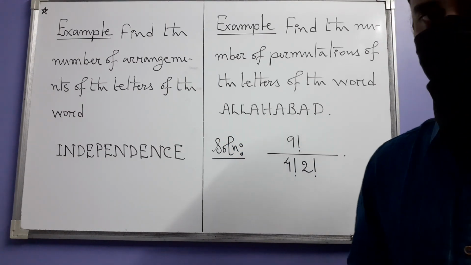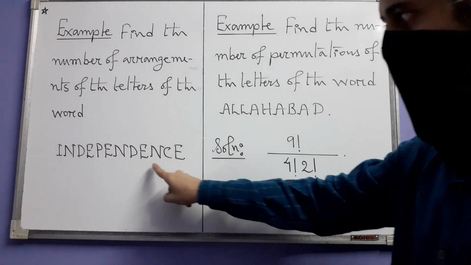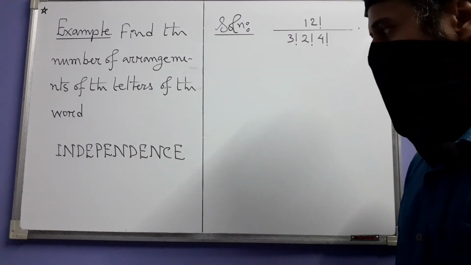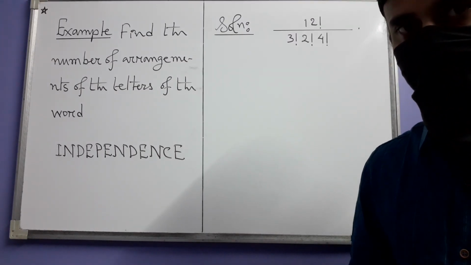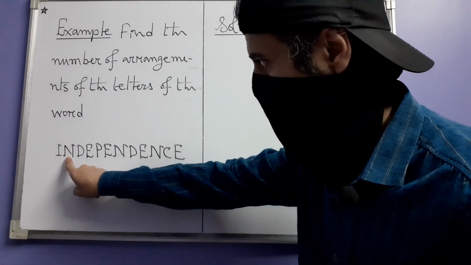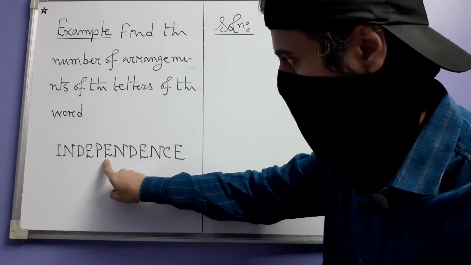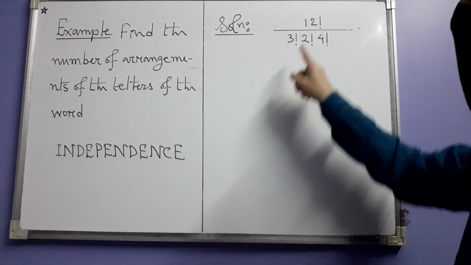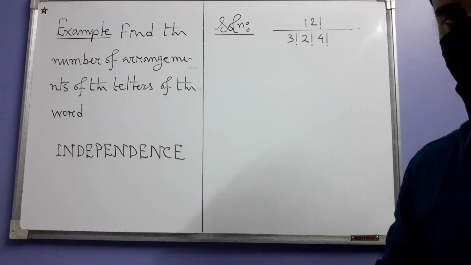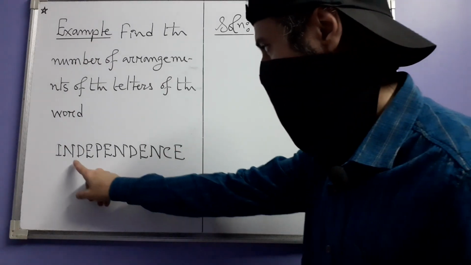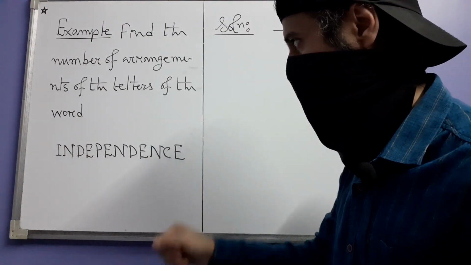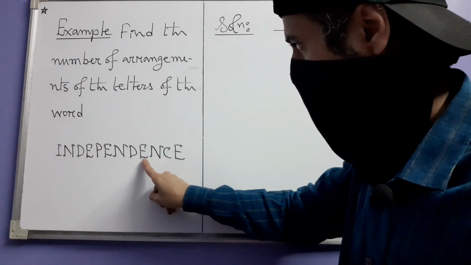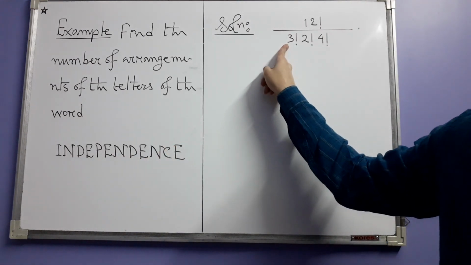So let's see another example. This time the word is independence. Here we have to find the number of arrangements. So we start by counting the total number of letters. 1, 2, 3, 4, 5, 6, 7, 8, 9, 10, 11, 12. Okay, so 12 factorial. And then we see the repetitions. What about I? I appears only once. N, 1, 2, 3. So we have written 3 factorial.